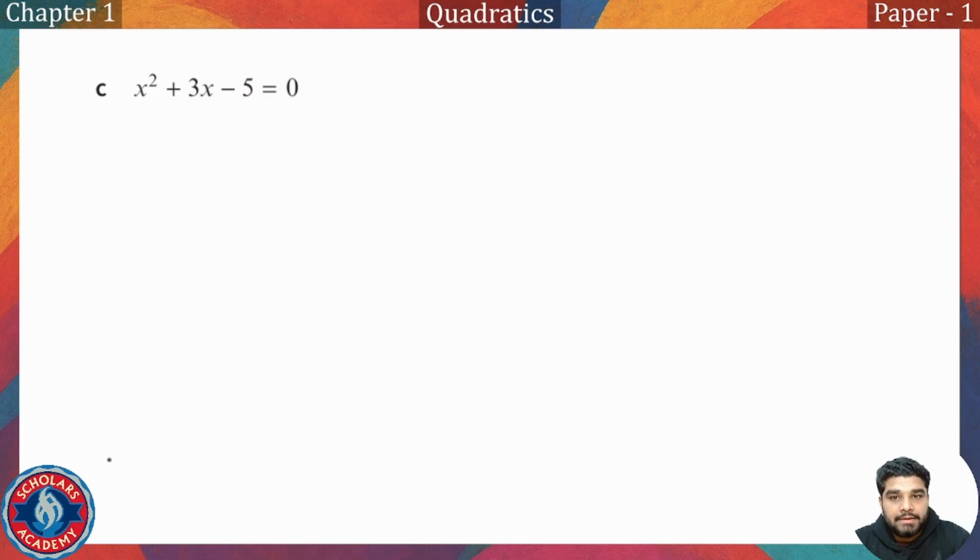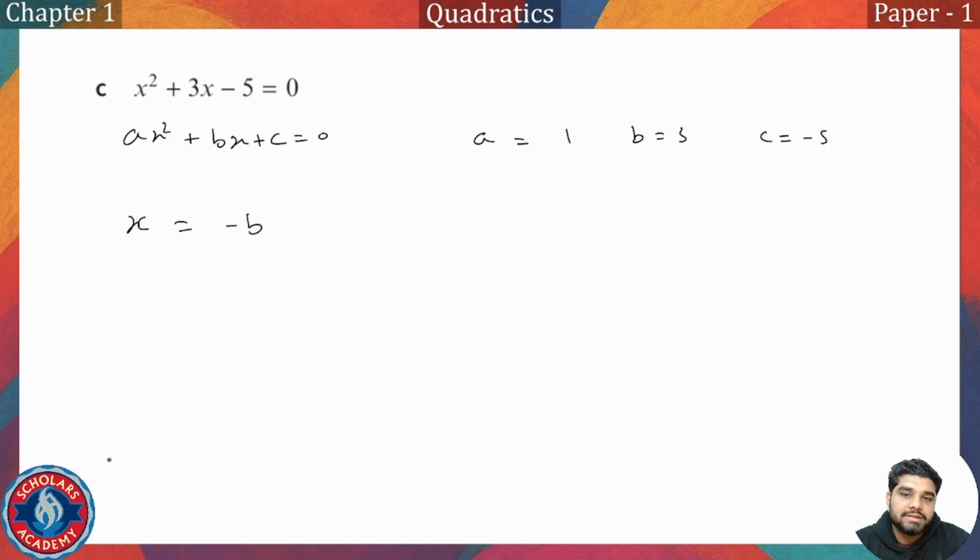Part C. Now we'll compare this with the general equation. Comparing this with the given equation, we get a as 1, b as 3, and c as negative 5. Clear? We'll substitute this in the given quadratic formula, that is x is equal to minus b plus minus root of b square minus 4ac whole divided by 2a. We'll substitute these values of a, b, and c over here.